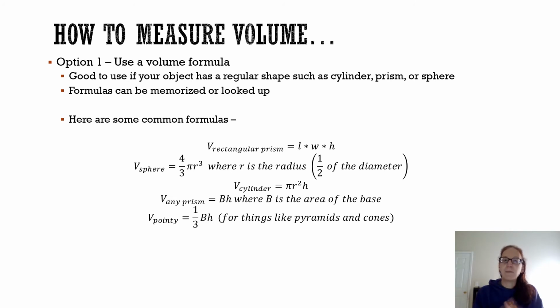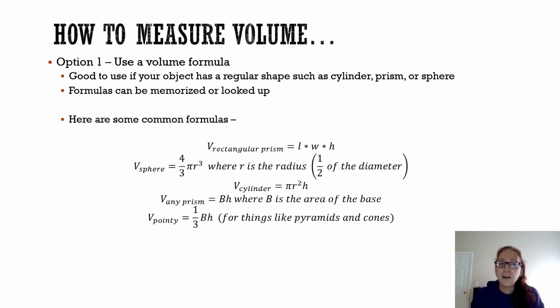If it falls into one of those headings, you could use the volume formula. So formulas can be memorized or they can be looked up, but it's useful to have some of them memorized. So here are some of the common formulas. Formula for a rectangular prism is length times width times height. Pretty much that's a box. If it looks like a traditional box, length times width times height is actually a pretty efficient way to measure it.